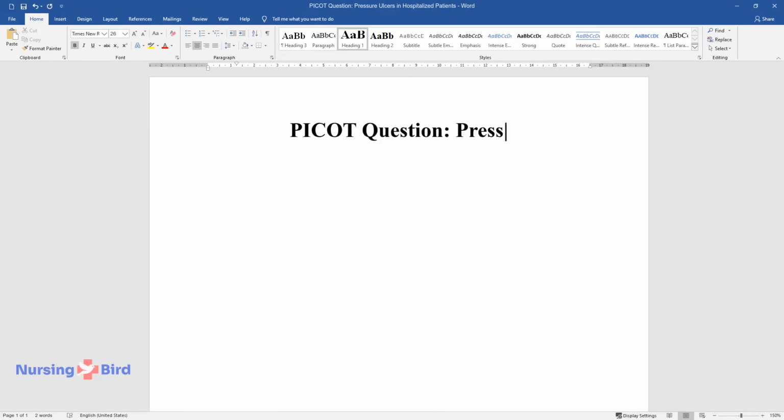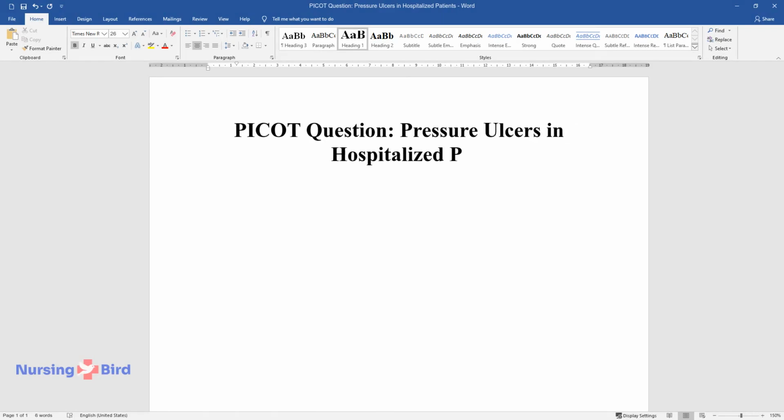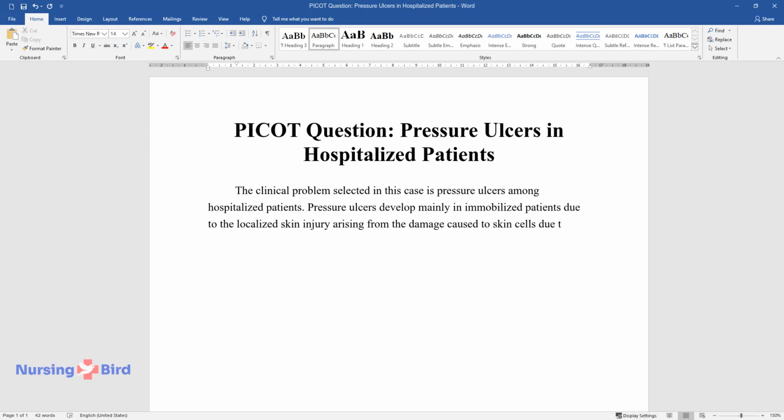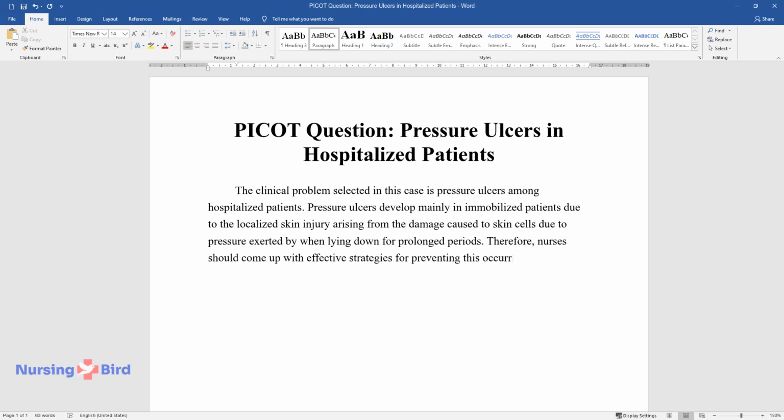PICO question, pressure ulcers in hospitalized patients. The clinical problem selected in this case is pressure ulcers among hospitalized patients. Pressure ulcers develop mainly in immobilized patients due to the localized skin injury arising from the damage caused to skin cells due to pressure exerted by one lying down for prolonged periods. Therefore, nurses should come up with effective strategies for preventing this occurrence.